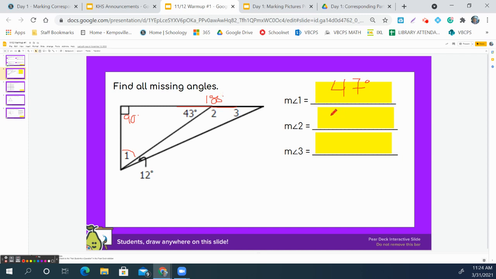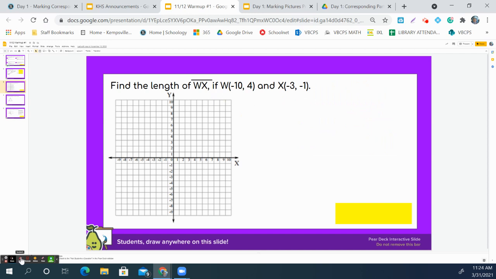So what was the answer to number 2? 137, fantastic. And then we've got our last triangle, and I want to say that was 31. Sweet. Okay, getting so good at those. Distance formula, dun, dun, dun. Negative 10, positive 4, negative 10, positive 4. I encourage you to plot that. And then negative 3, negative 1, negative 3, negative 1. The first mistake that sometimes is made is that it doesn't end up in the third quadrant for whatever reason.